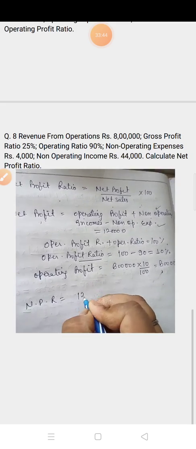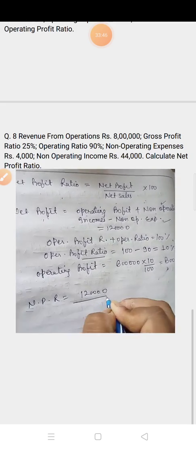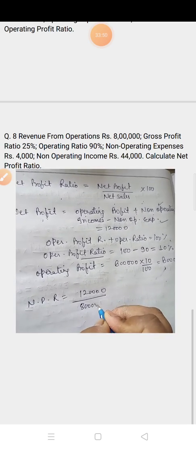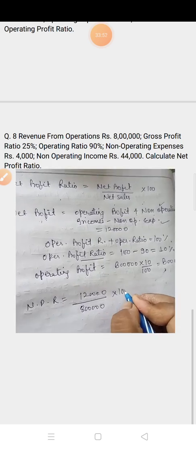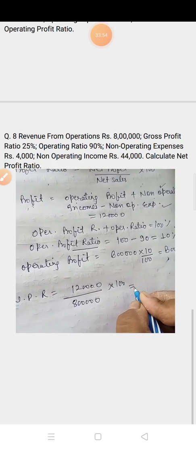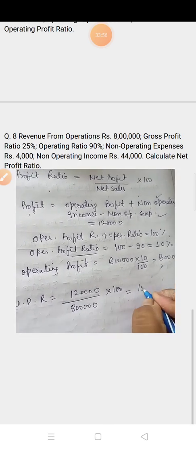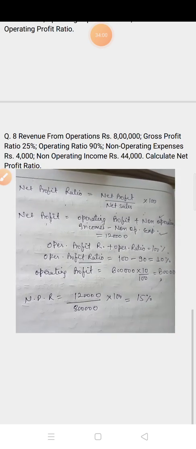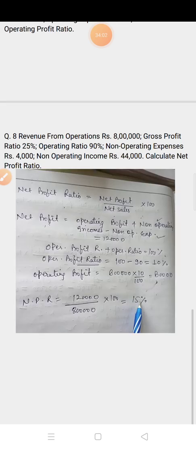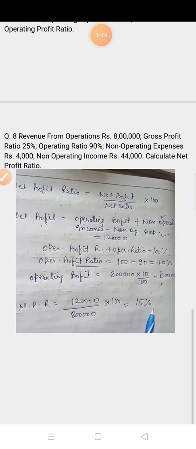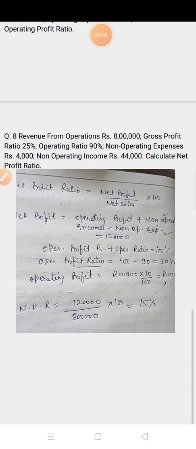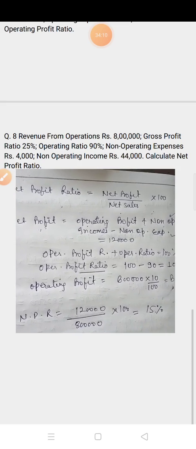Okay. Now you can apply the formula net profit ratio is equal to net profit. Now net profit is 1,20,000 divided by net sale. Here net sale is already given 8 lakh into 100. Now the answer is 15%. Profitability ratio will always come in percentage. Activity ratio always come in times. This thing you have to remember.